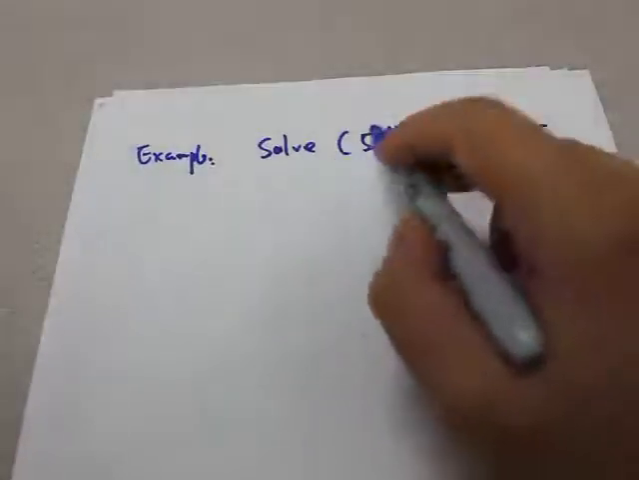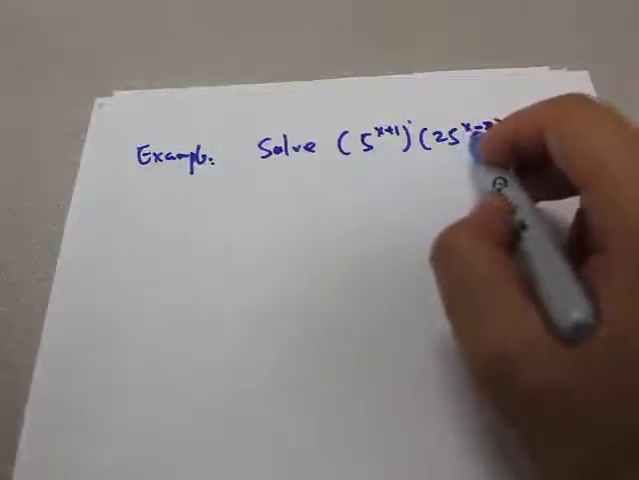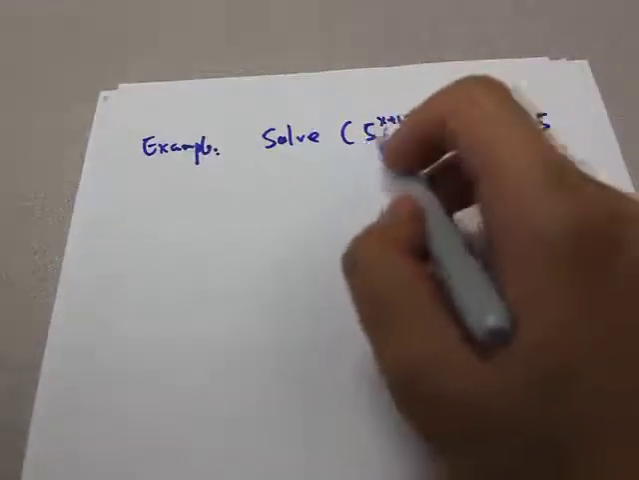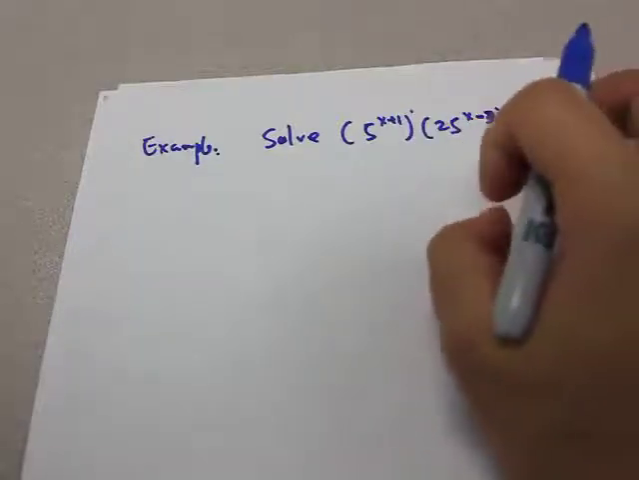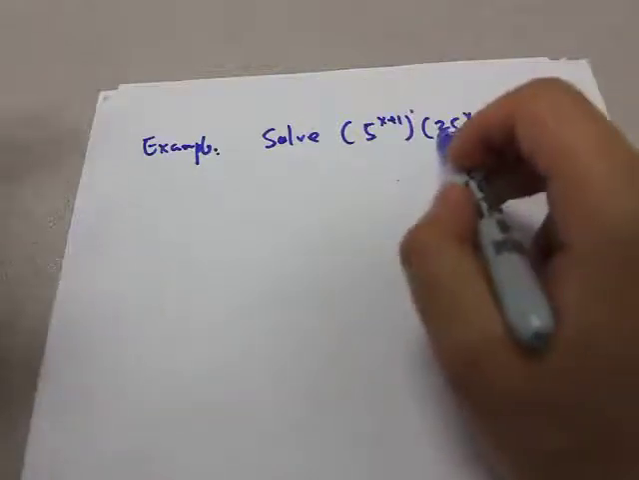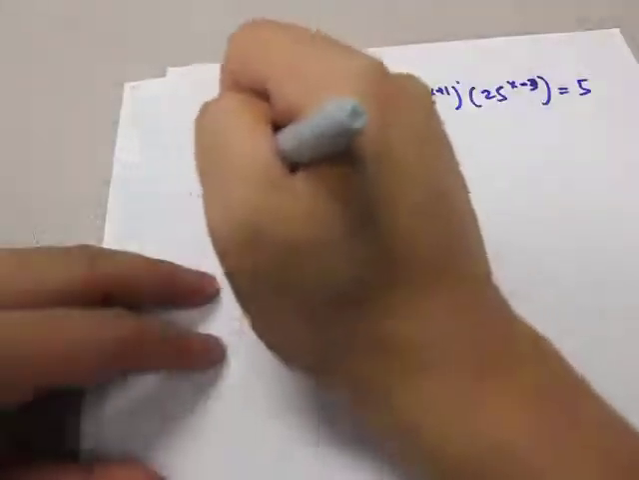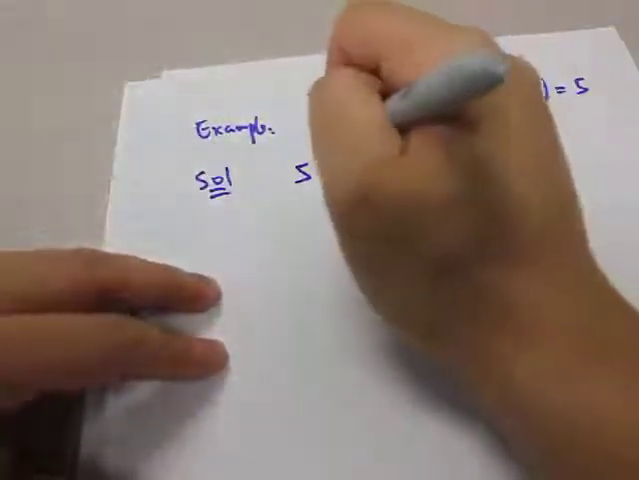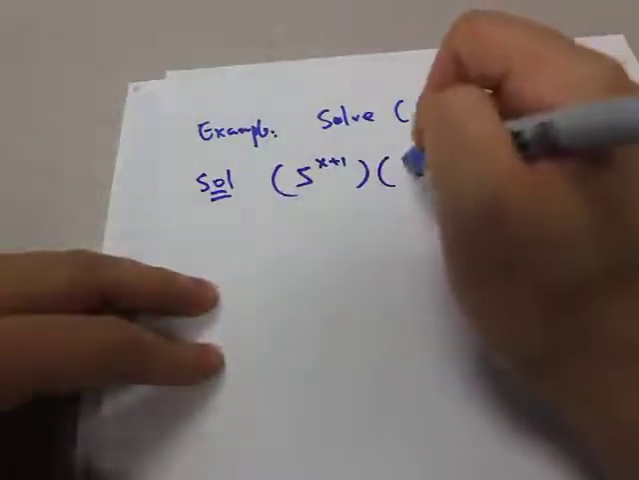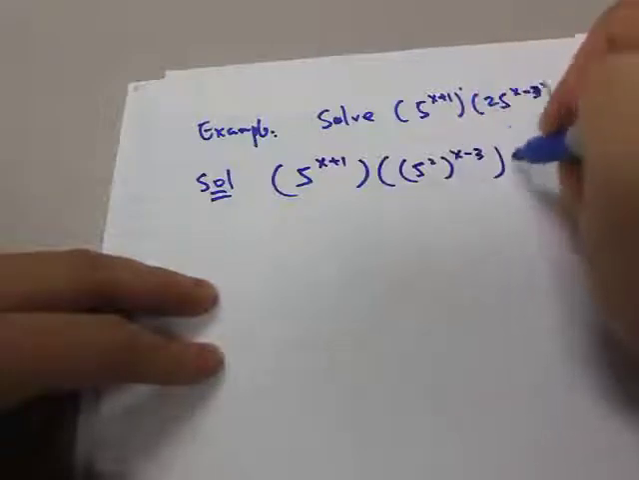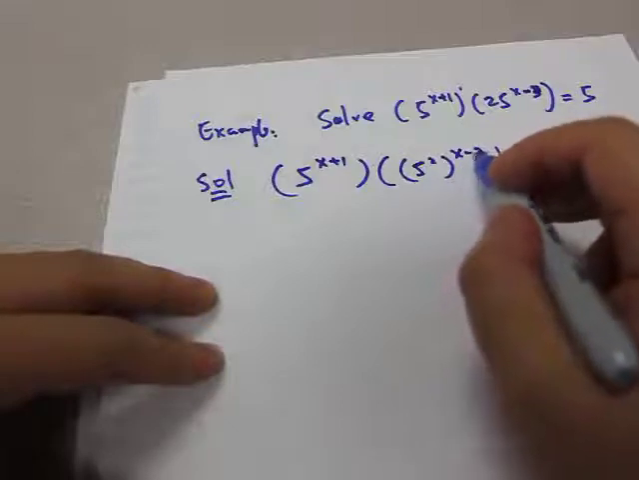Now here we have this equation, 5 to the x plus 1 multiplied by 25 to the x minus 3 equals 5. If we take a look at these numbers, you can say they have a common base, right? And that common base is 5, because 25 is 5 squared and 5 is 5 to the 1. So the first step is to rewrite 25 into 5 squared. So the second term becomes 5 squared to the power of x minus 3.